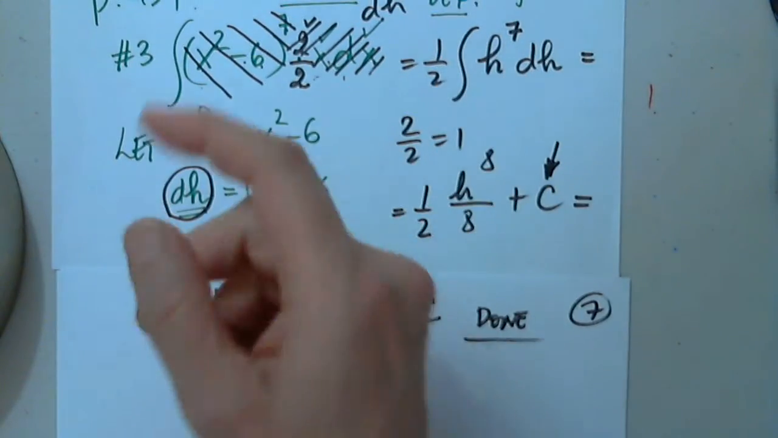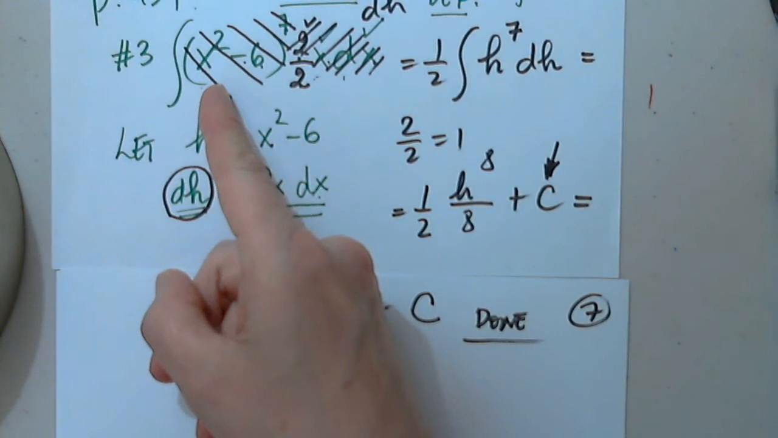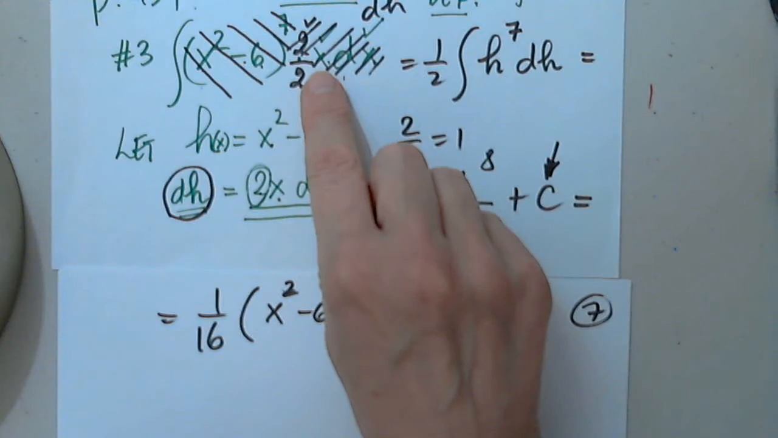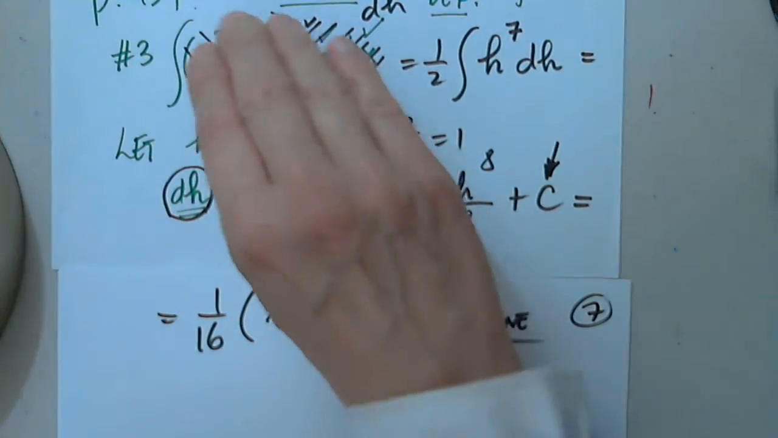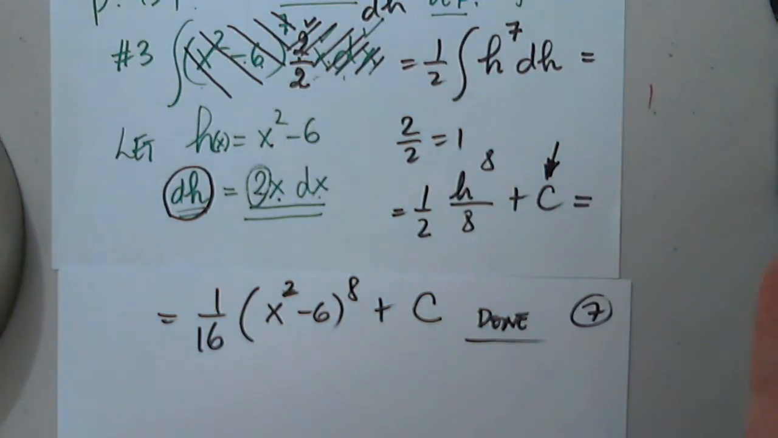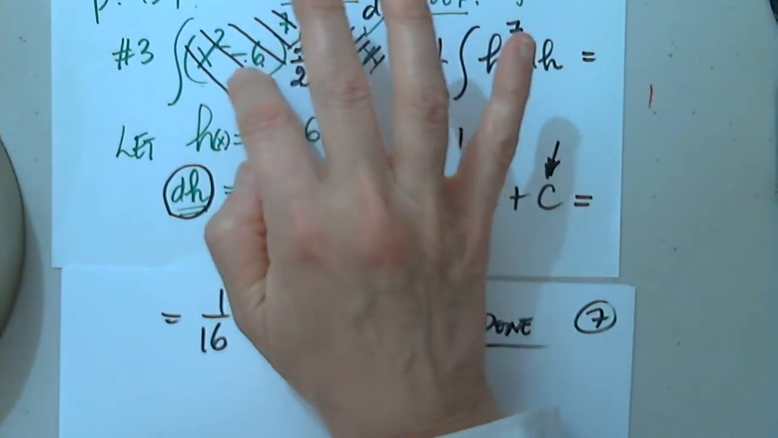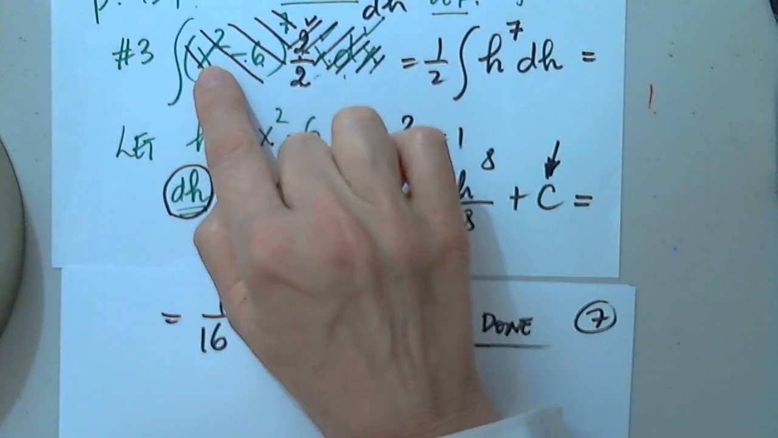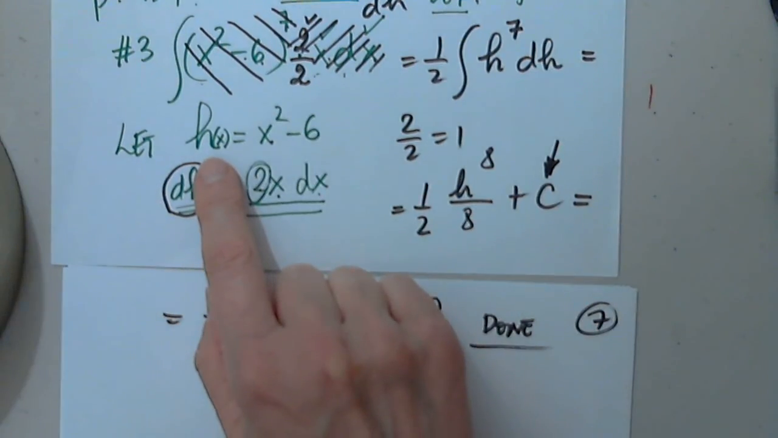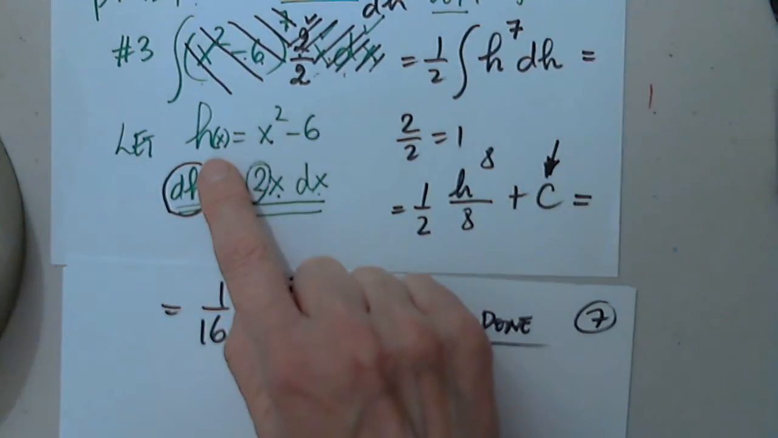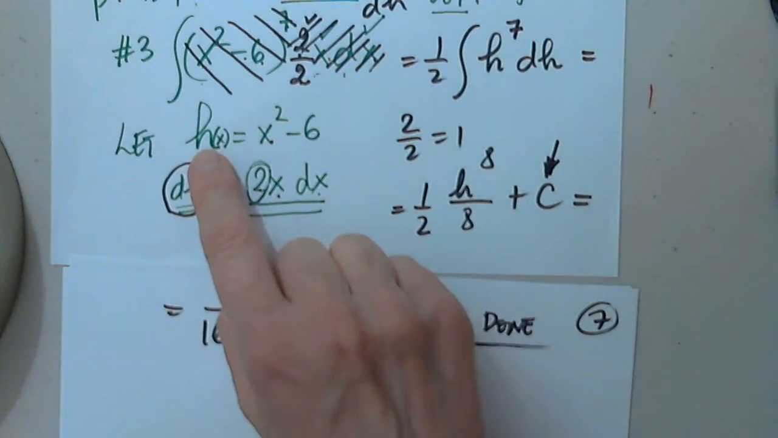And we said, oh, I wish this would go away, because there is nothing I can do to x. I cannot erase it, of course. I have to use a substitution. So I said, what if I denote x squared minus 6 by any letter, which is basically a function, but any letter? So we chose h.